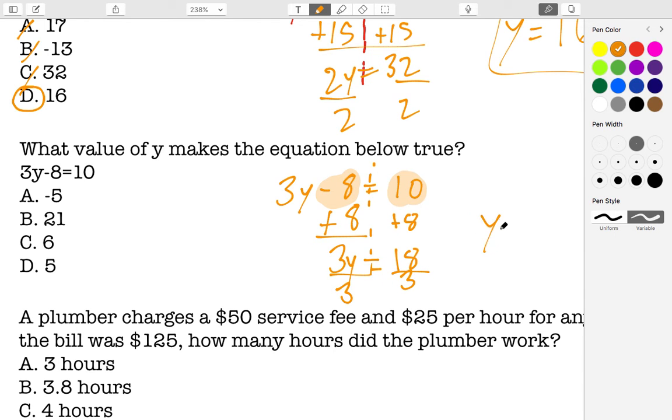So y is equal to, Victor? Y is equal to? 6. Okay, so C is your answer. A, B, and D do not work. Now what if you forget all of these steps we're going over? Does anyone have a way where we can use the answers to figure this out?